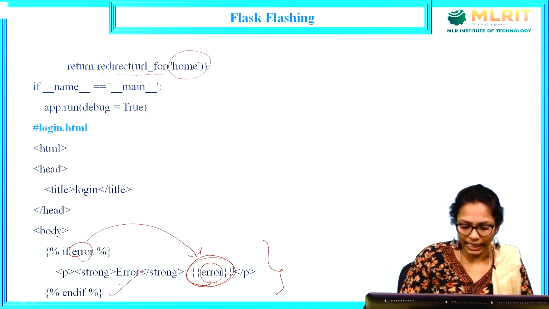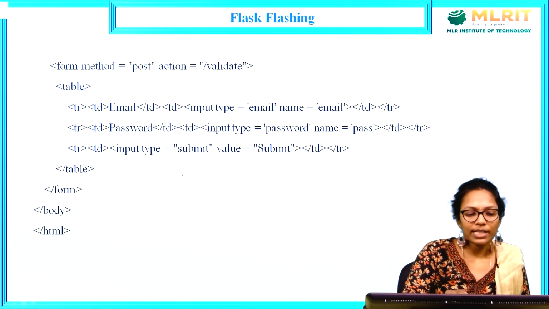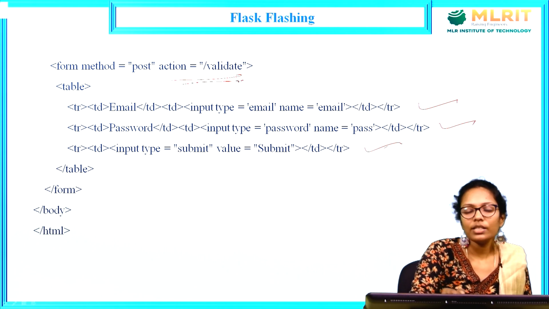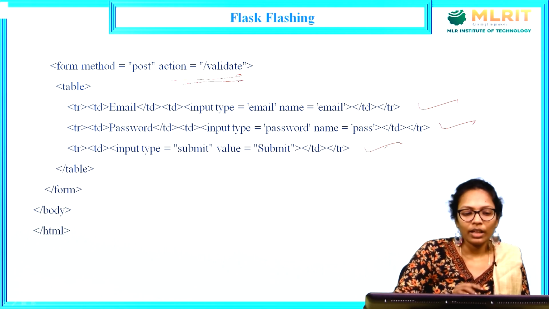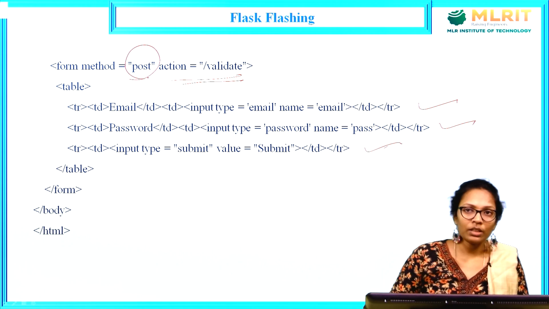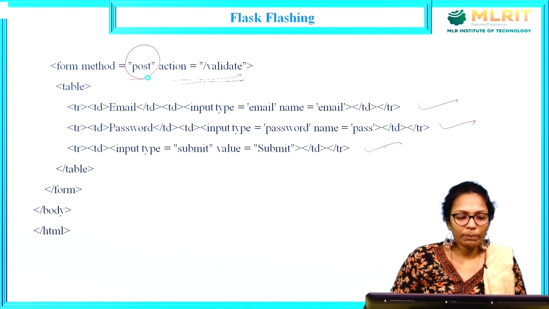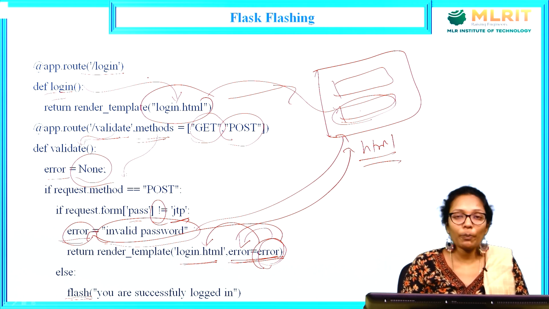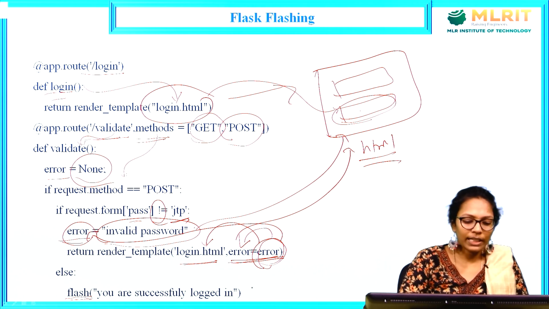Then you are closing endif. After that, it is reading username and password followed by the submit button. Whenever you click on submit, it will go to the /validate URL, and you are sending the data using the post method. So this is the login page. But if you enter proper, correct details, if your password is JTP, then it is generating a flash message.